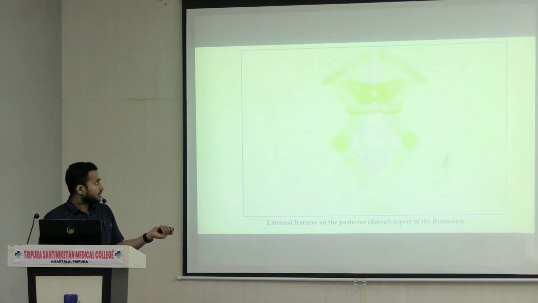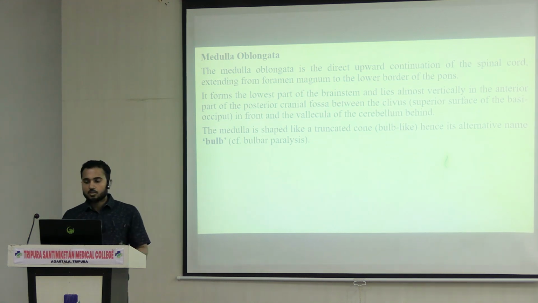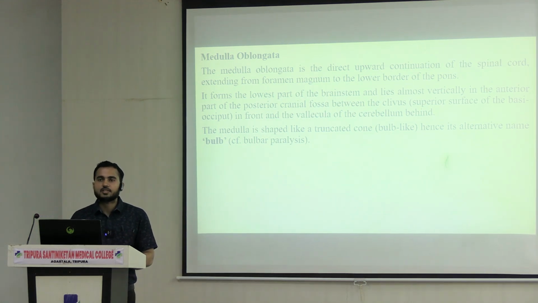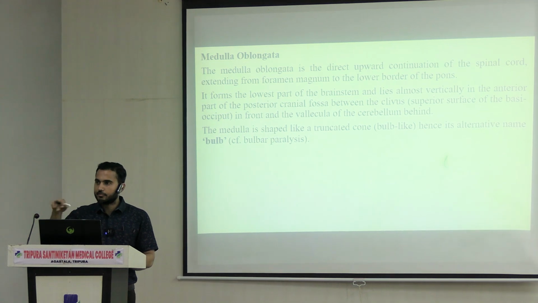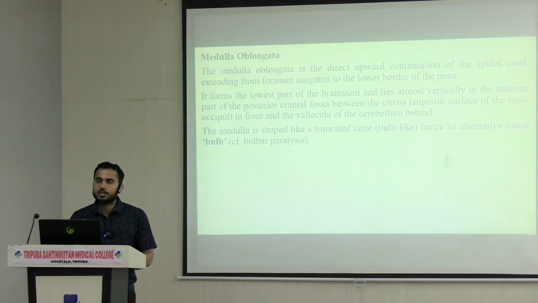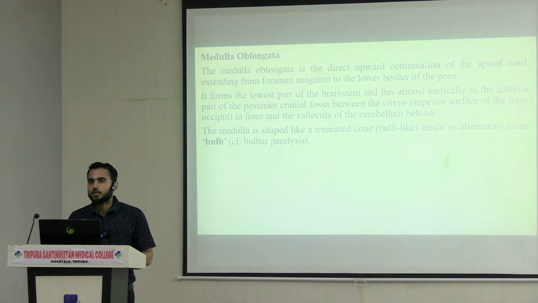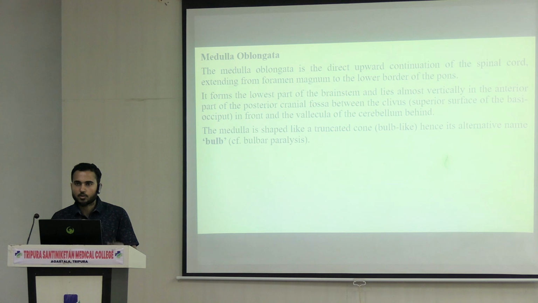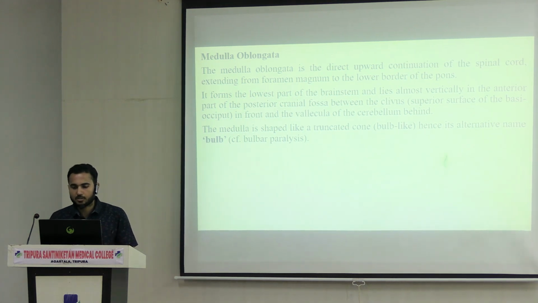So we'll start with the medulla oblongata. It is a direct continuation of the spinal cord, extending from the foramen magnum. You have studied the base of the skull, and in the base of the skull you have seen the foramen magnum. So the medulla oblongata extends from the foramen magnum to the lower border of the pons. That is the extent of the medulla oblongata. Next, it forms the lowest part of the brainstem, as I have shown you just now. The lowest part of the brainstem is formed by the medulla oblongata.